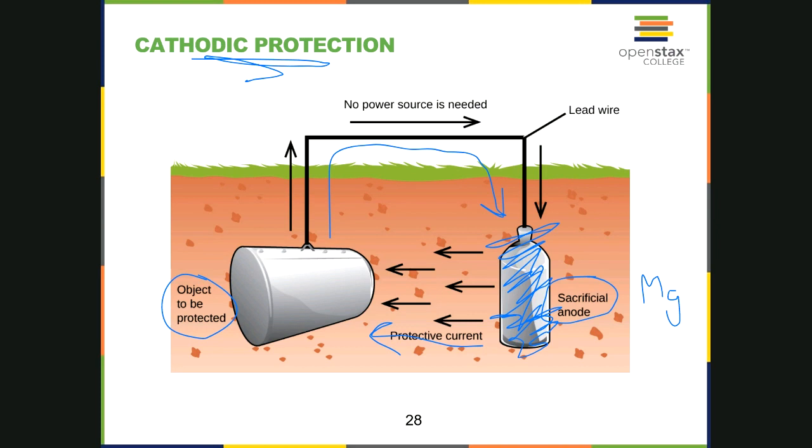And you may have noticed when stuck in traffic that some of the bridge structures will have a cable bolted to the side of the support and going to the ground, and that's what's going on. They have these sacrificial magnesium pieces that they're trying to use to protect the bridge structure, to cut down on the corrosion of that. So anyway, that's it on corrosion.